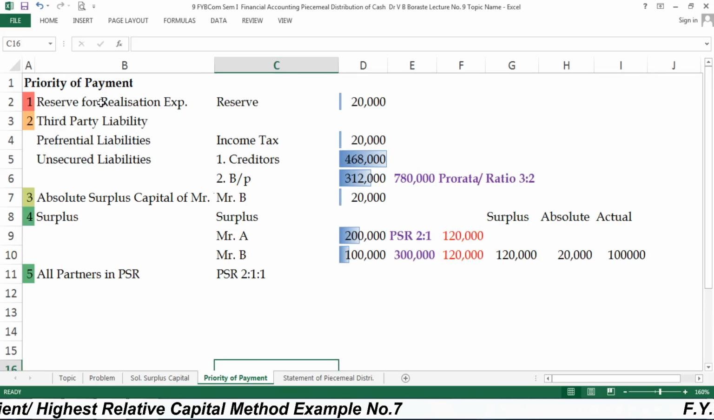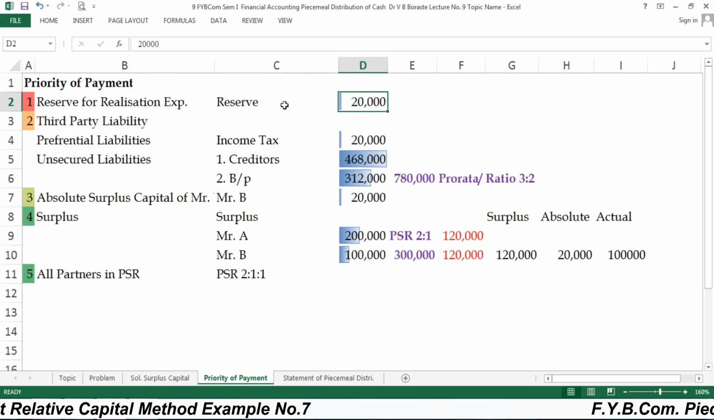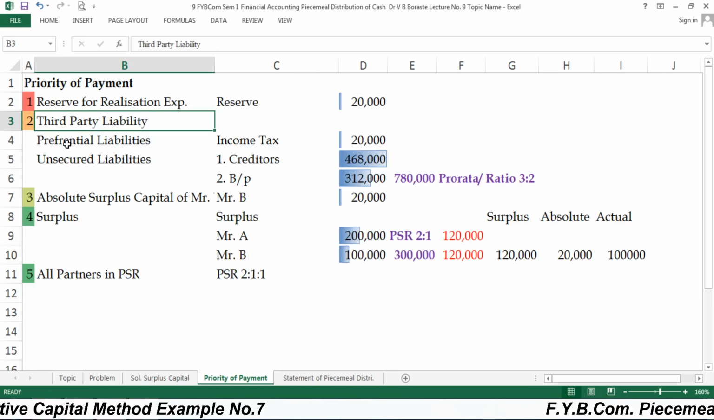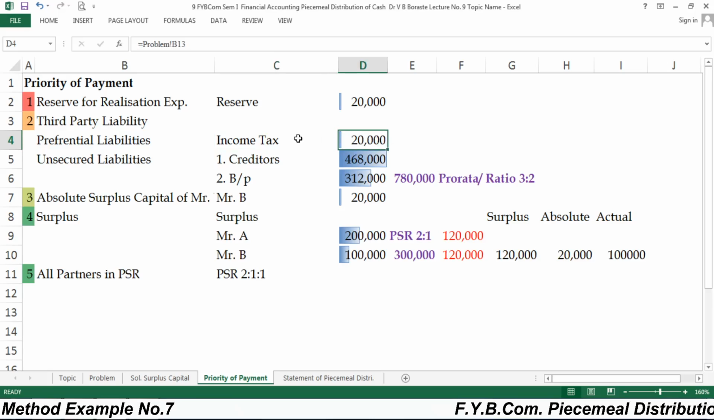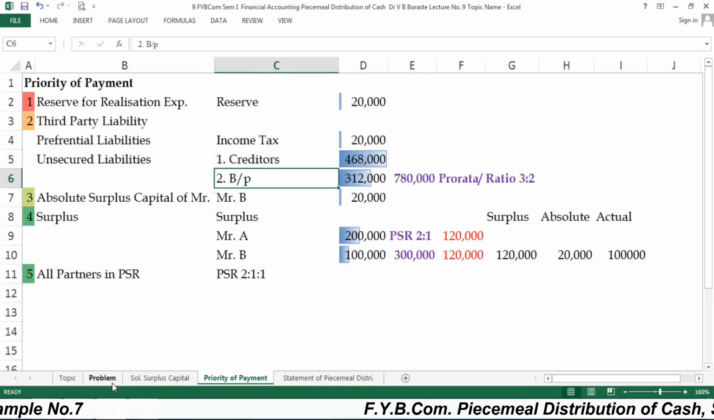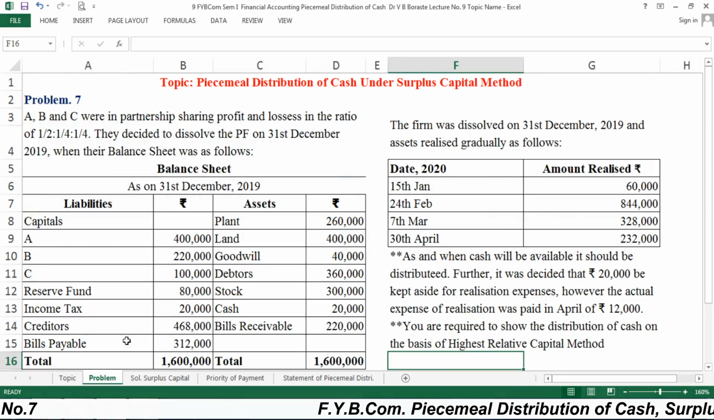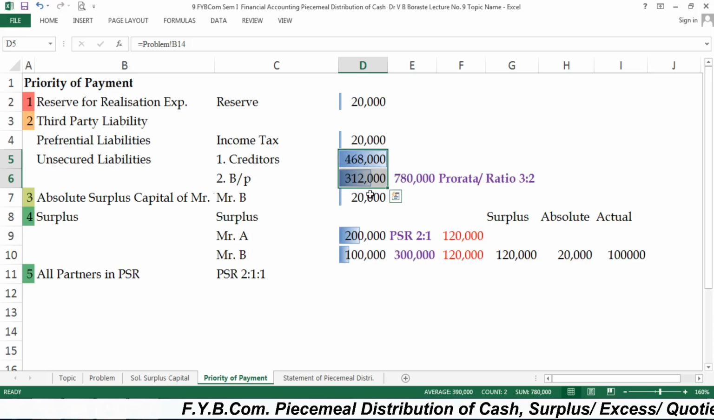Here you can see a priority of payment. At the very first number is reserve for realization expenses, that is 20,000. After that, third party liability, in which preferential liability, that is income tax, is the second number. After the payment of income tax, we will pay unsecured liability, that is creditors and bills payable. Creditors is rupees 4,68,000 and bills payable is rupees 3,12,000. So 4,68,000 plus 3,12,000, the answer is 7,80,000.